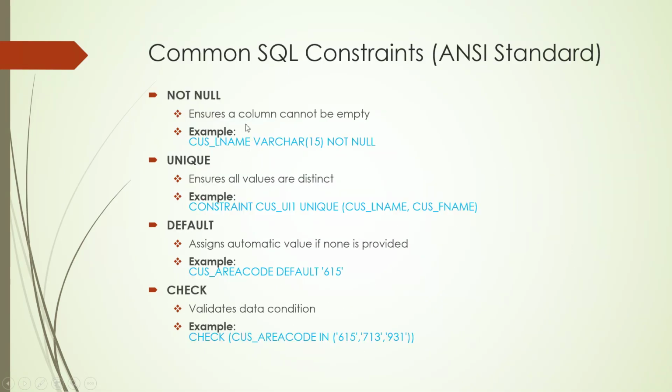And the other basic constraints are: not null, meaning all the values are required; unique, meaning no two values can be duplicate; default, meaning if you want to provide a default value; and check, which is the constraint that checks a certain condition within a list.